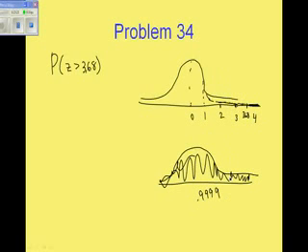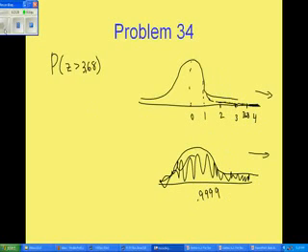In other words, very close to all of the area. There's a very tiny amount of area here. And to show you how, I'm going to demonstrate here, before we do problem 34, an idea.